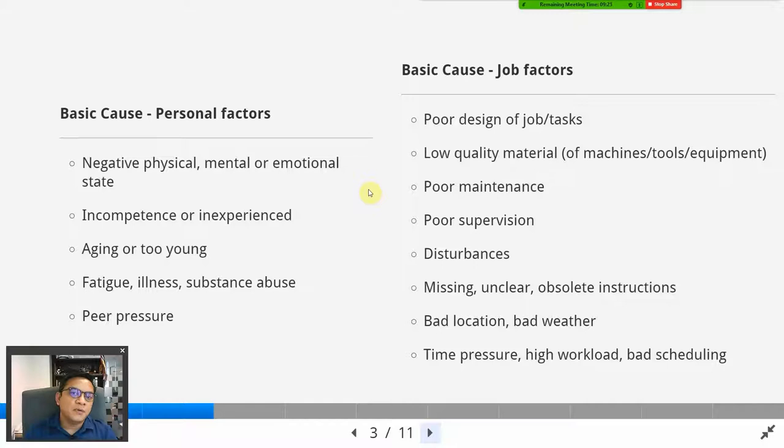It might be of physical age, aging. Maybe he's too old to do that kind of job. Maybe too young to do that job. Or maybe he was fatigued. He was doing double shifts, back to back. Maybe that person has some kind of illness that he doesn't want to tell anyone about. He wants to still do a good job. Maybe he's under the influence of substances, drugs. Maybe he was pressured by his colleagues to do things he wasn't supposed to do.